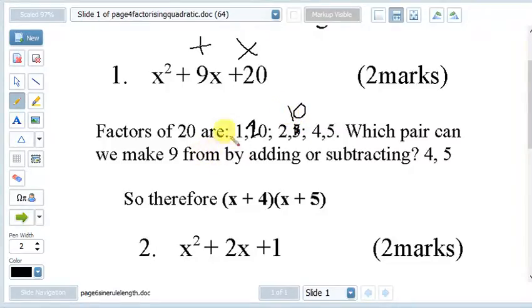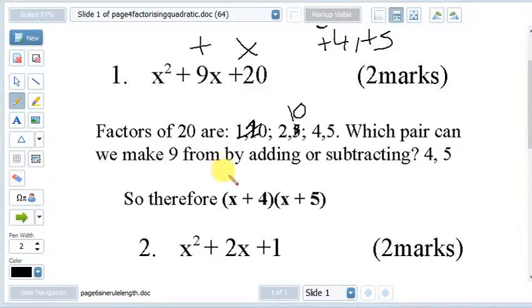Now this one is quite a tricky one really, because it's plus 9. Now you can't make it from 1 and 20. So the two numbers are 4 and 5. So it's positive 4 and positive 5. Okay, so 4 plus 5 is 9 and 4 times 5 is 20.